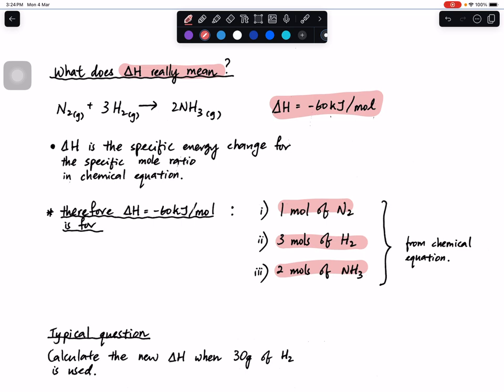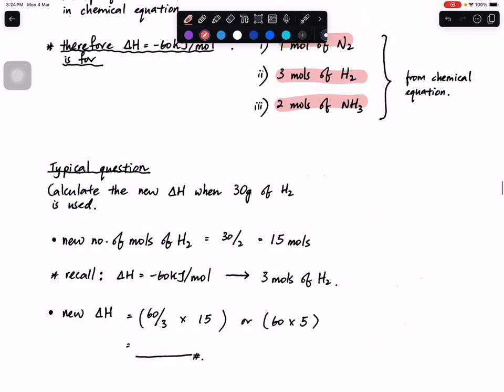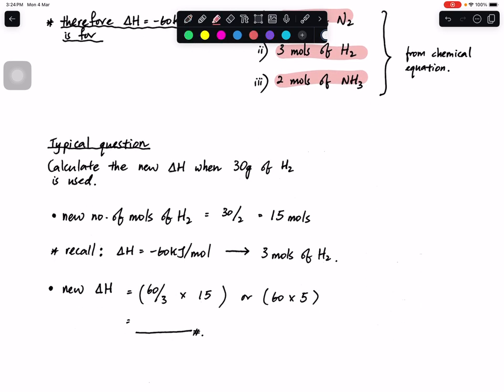So what am I trying to tell you here is that this follows the mole ratio. So to let you get a clearer understanding of this, let's take a look. What happens to your energy change if 30 grams of hydrogen was used instead? Okay, so the moles of hydrogen now, you will realize is 15.